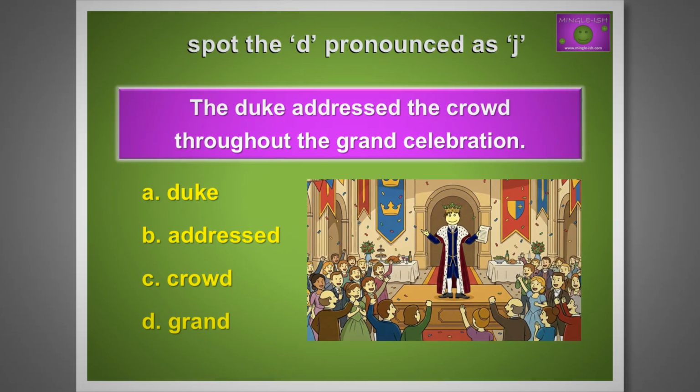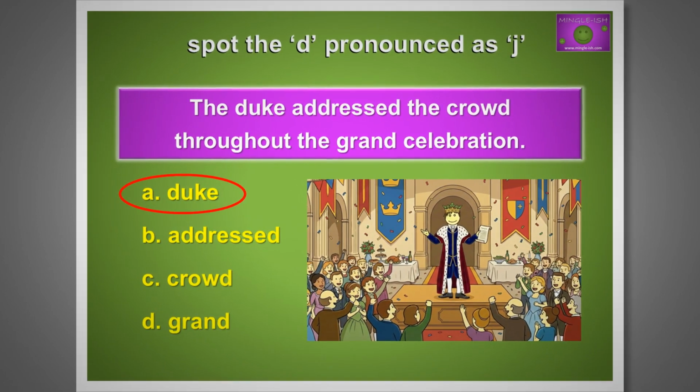Let's go. The Duke addressed the crowd throughout the grand celebration. Is it A, Duke, B, addressed, C, crowd, or D, grand? The correct answer is A, Duke.